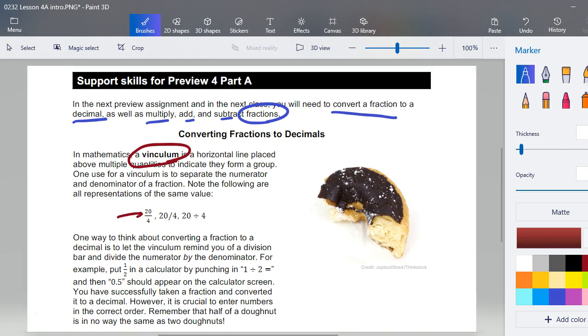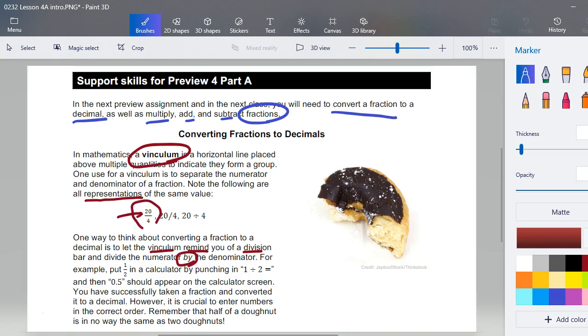And one use of this is not only to separate, but also it can be a clue that when you're not real sure what you need to do, hopefully it's going to be a reminder that you can divide. Because it says one way to think about converting a fraction to a decimal is to let the vinculum remind you of a division bar and divide the numerator by the denominator.